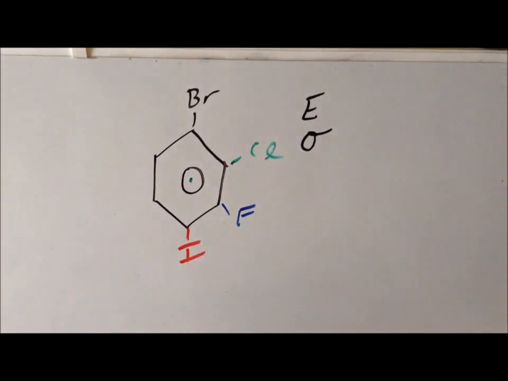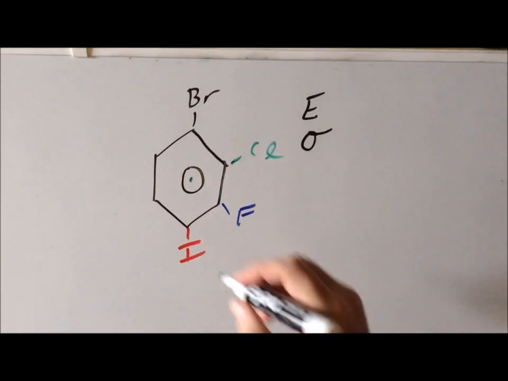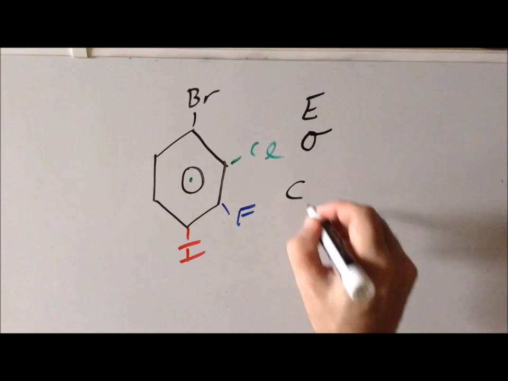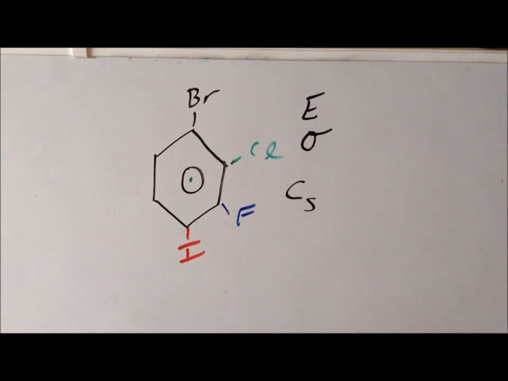So that tells us that this alphabetical compound has the point group symmetry CS. S being for Spiegel, the German word for mirror.